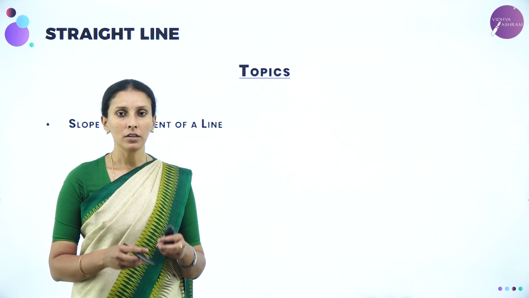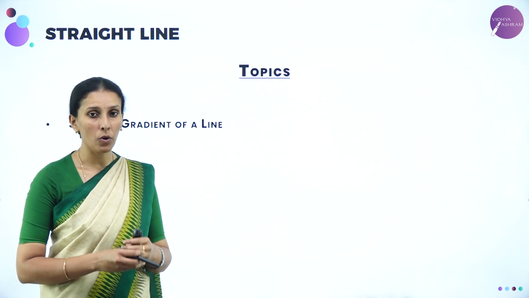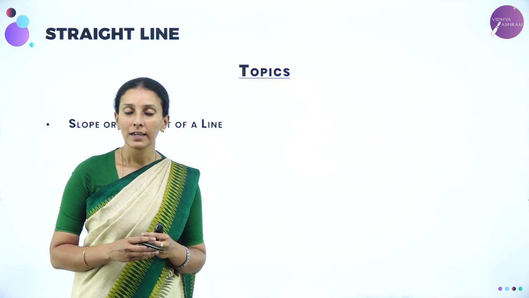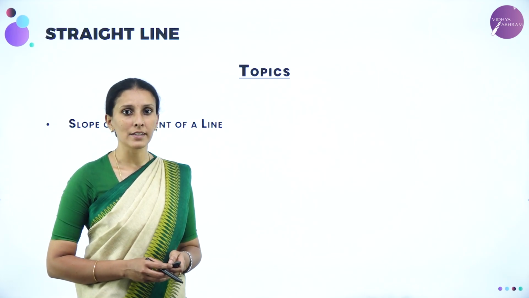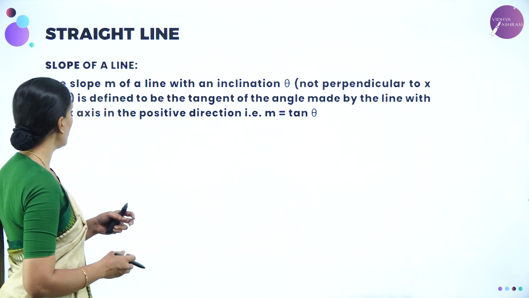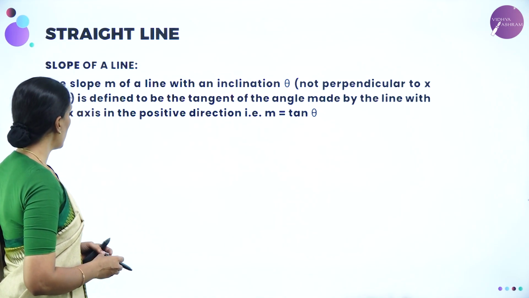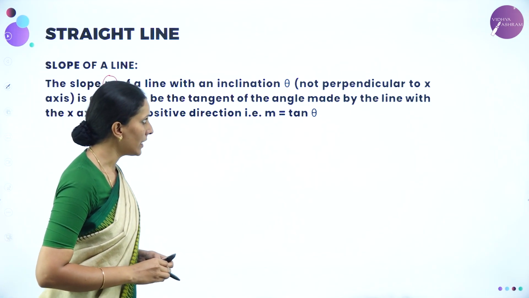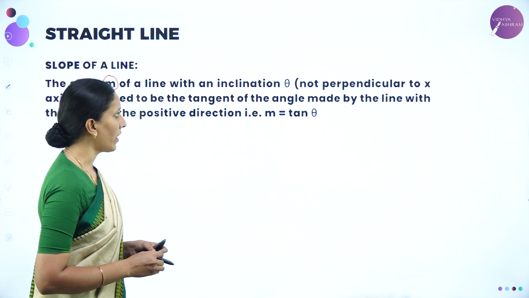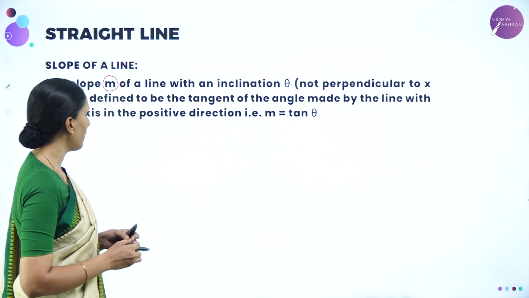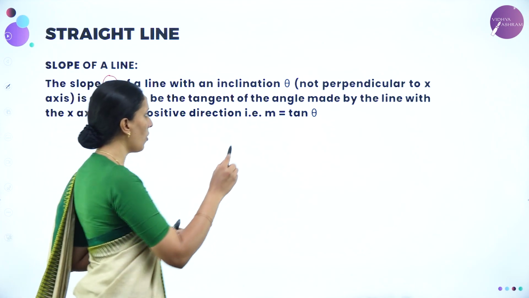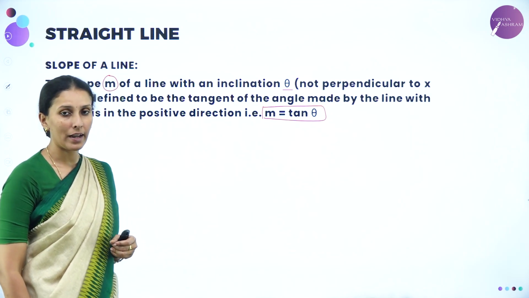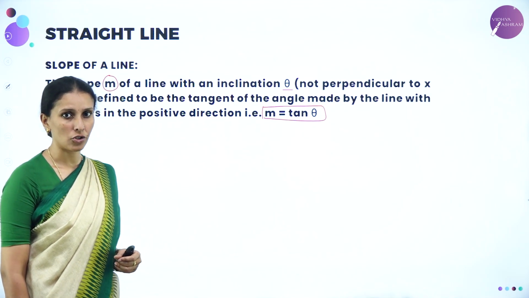Now in this chapter and in this session we are going to first study about the slope or gradient of a line. Using and studying the slope, we will study about straight lines and also their equations. First let us see what we mean by the slope of a line. The slope, usually denoted by small m, is defined to be the tangent of the inclination theta, the angle made by the line with the positive direction of the x-axis. So the slope is given by m is equal to tan theta, where theta is the inclination of a straight line made along the positive direction of the x-axis.